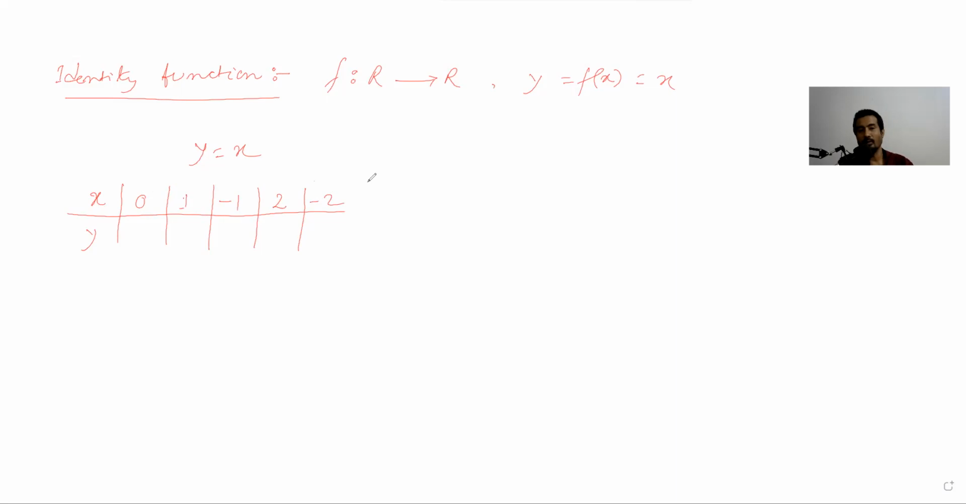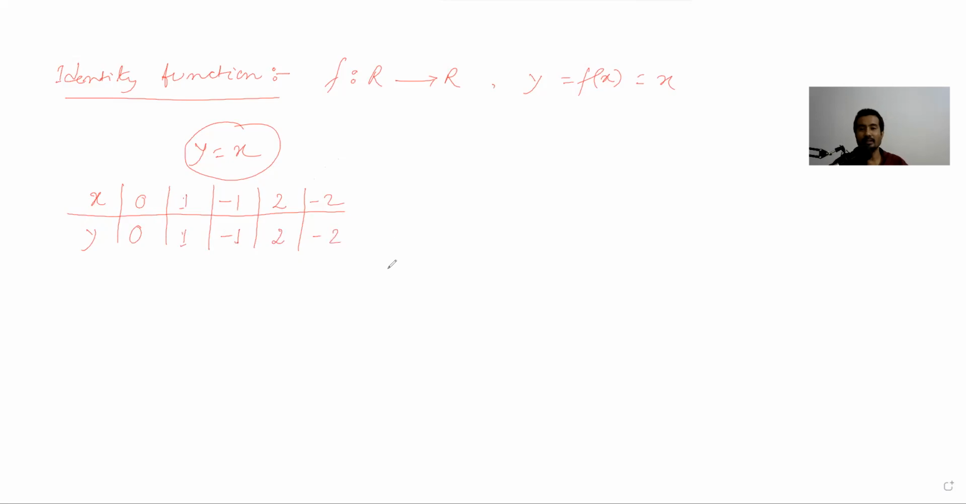Regarding y, y always depends upon x, and y will be calculated depending upon the rule which binds y and x. Here y is equal to x. If I take x equal to 0, y will be again equal to 0. If I take x equal to 1, y will be equal to 1. Here it is -1, here it is 2, here it is -2, and so on.